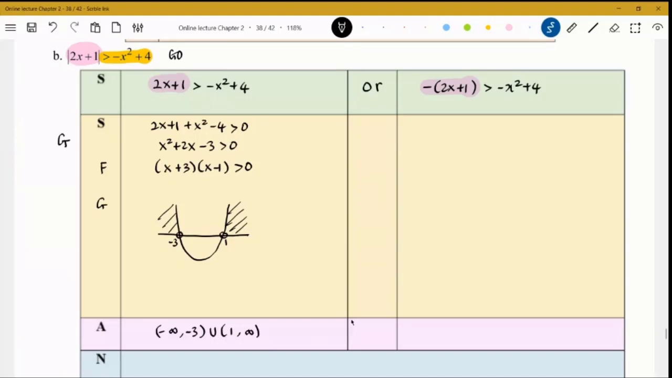Second case pula adalah negative 2x minus 1 greater than negative x square plus 4. So I bring everything to one side sebab saya nak jadikan x square to positive x square. So negative 2x minus 1 plus x square minus 4. Positive x square minus 2x minus 5. Okay, kalau factorize jadi apa ni? Nilai dia berapa? Berapa kita dapat factorize?